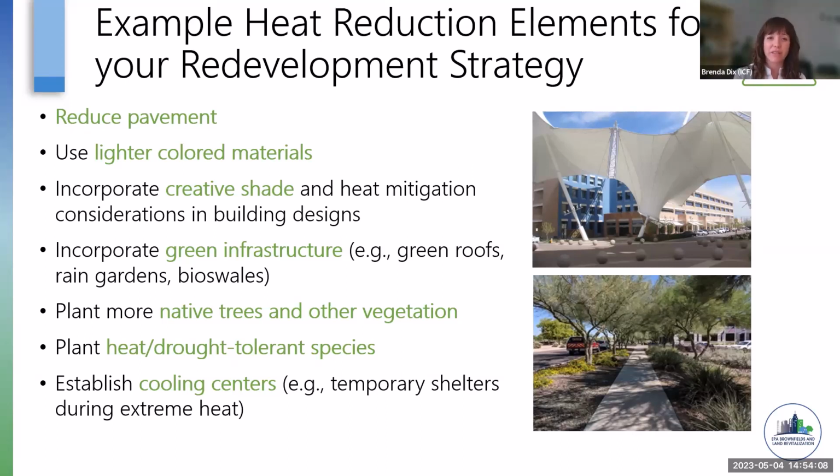I know I talked about that for flooding, but it helps with heat as well, having those green roofs and bioswales. You can plant more native trees and other vegetation to provide shading. We all know how nice it is to sit under the shade of a tree. But when you do so, make sure that you're using heat and drought tolerant species. And you could also consider, is there room within our redevelopment plan for a cooling center, someplace that could be a temporary shelter during extreme heat? Next slide.